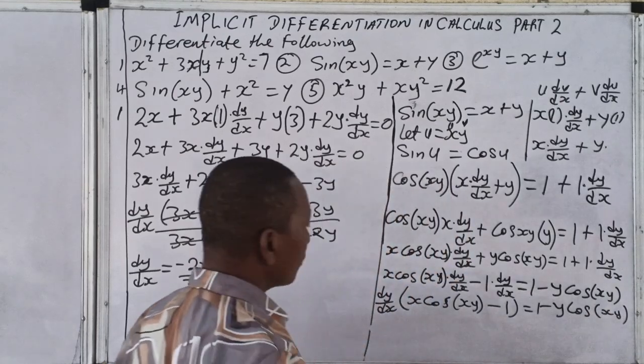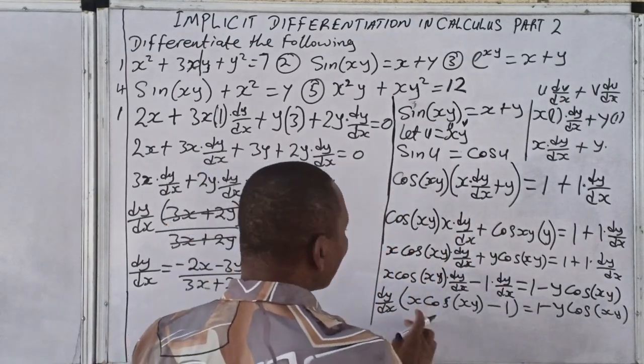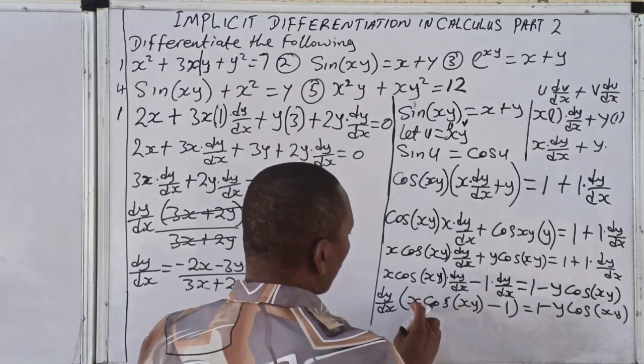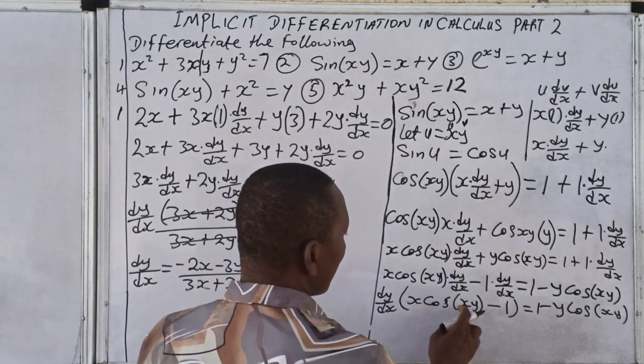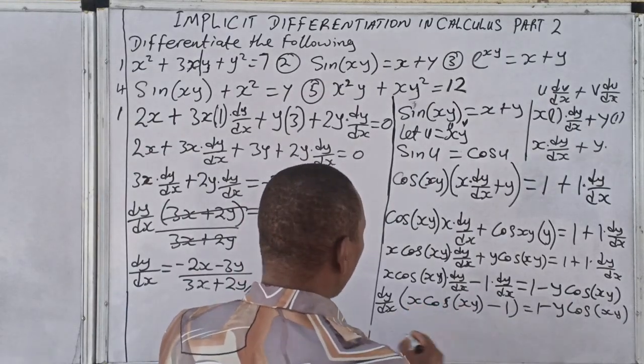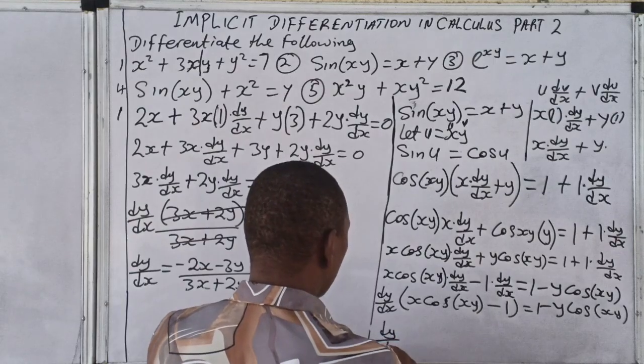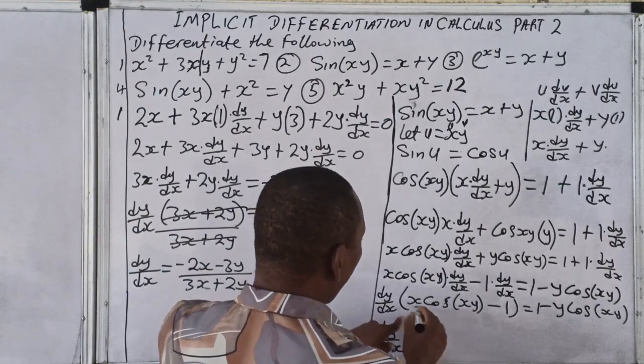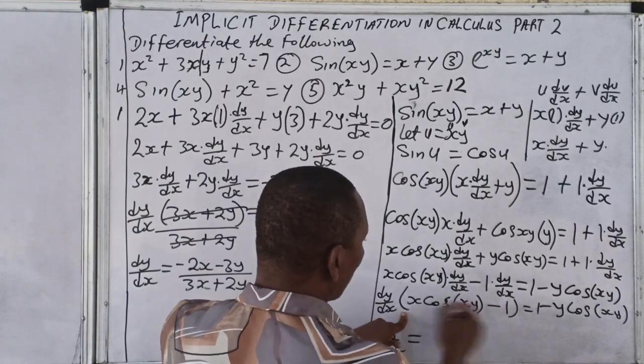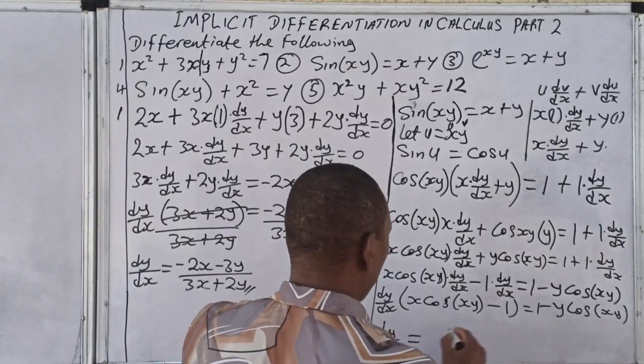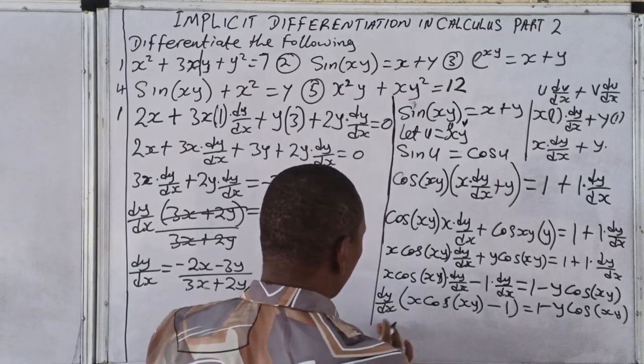Okay? So you can divide both sides by x cos(xy) minus 1. So if I divide both sides, I'll now have dy/dx is equal to, if I use this to divide this side, this one will cancel out. So we'll now have, let me just write it so that you'll not be confused.